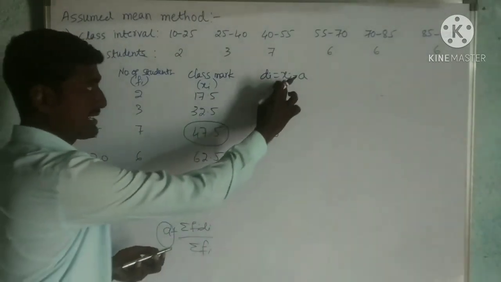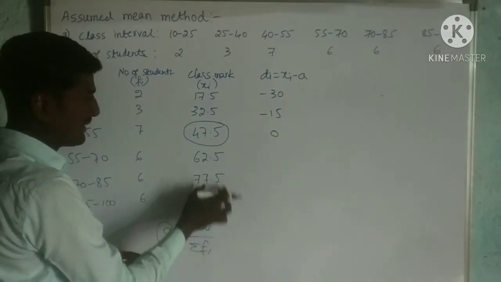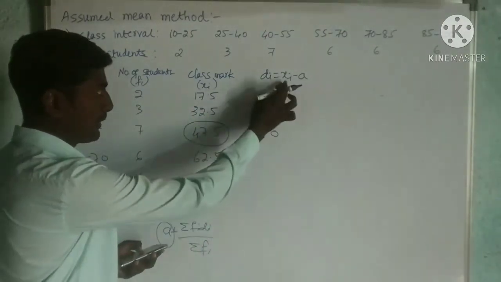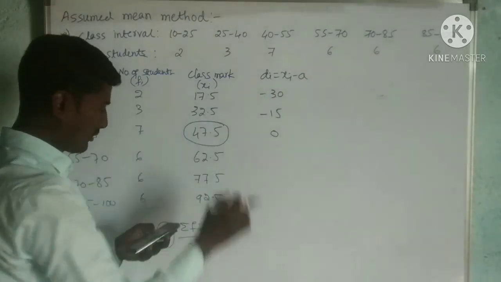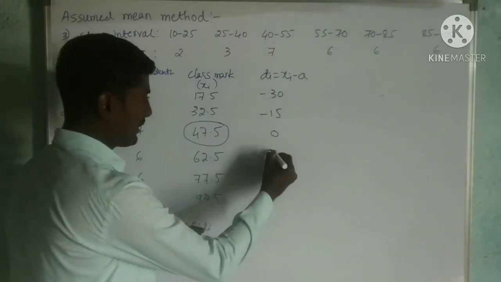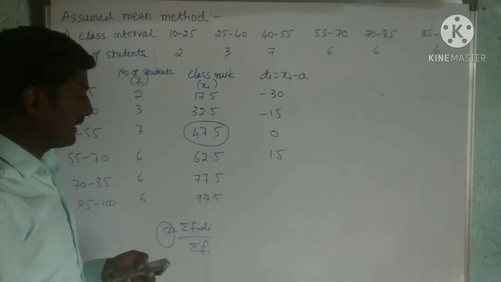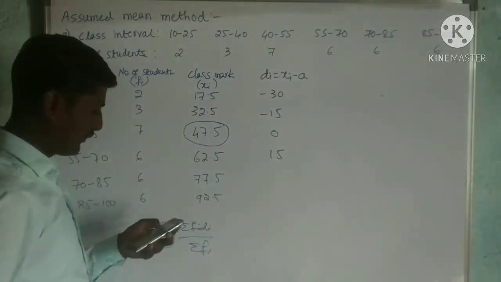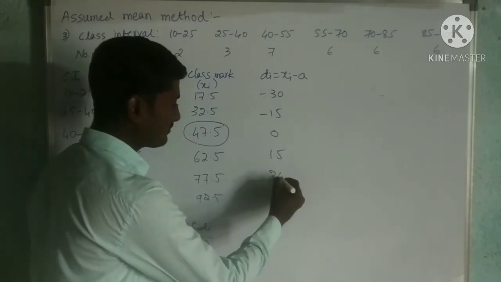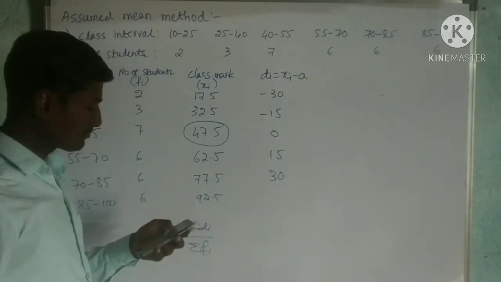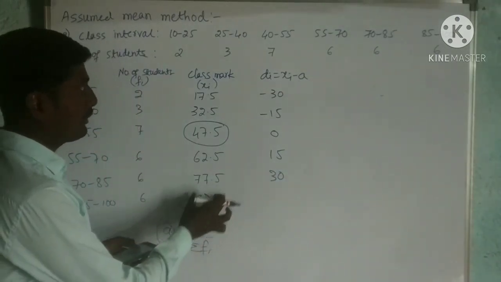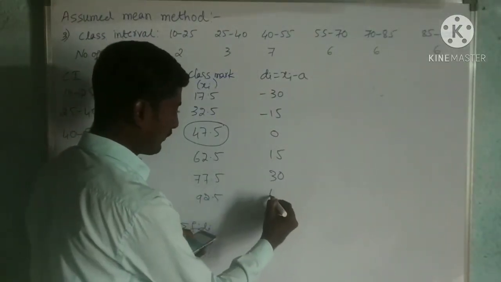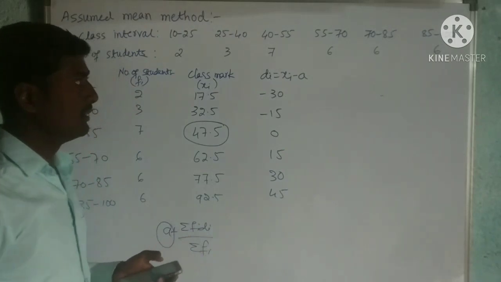Xi minus a, here it is xi, a is nothing but 47.5. Then 62.5 minus 47.5 is 15. Then 77.5 minus 47.5 is 30. Then similarly 92.5 minus 47.5 is 45. This is di.